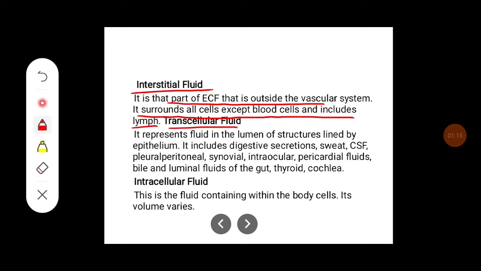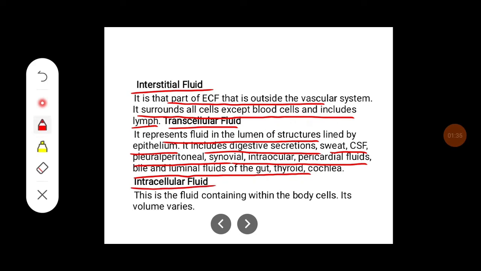Transcellular fluid represents the fluid in the lumen of structures lined by epithelium. It includes digestive secretions, sweat, cerebrospinal fluid, pleuroperitoneal, synovial, intraocular, pericardial, bile, and luminal fluids of gut, thyroid, cochlea.